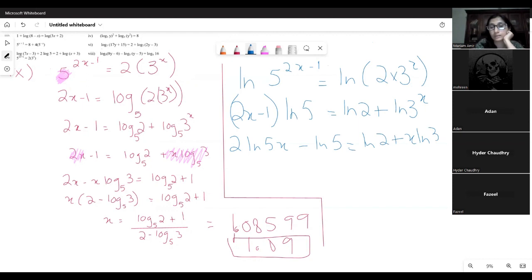Now take the x terms to the same side. Take x common, then 2 ln 5 minus ln 3. And take the constants to the other side, ln 2 plus ln 5. Now you'll divide by this bracket here and you'll get the same answer.